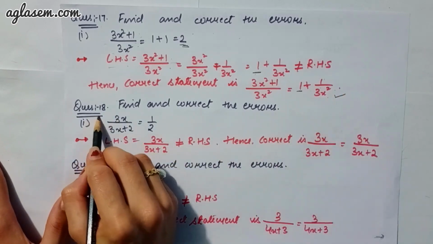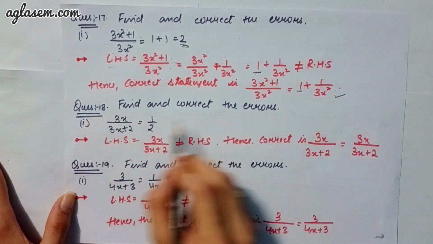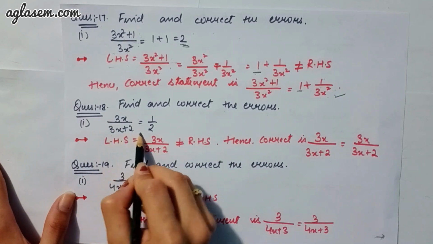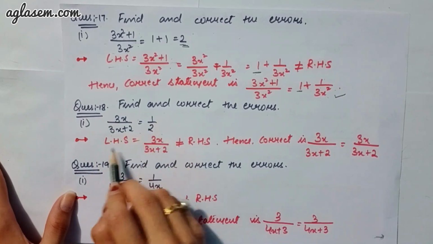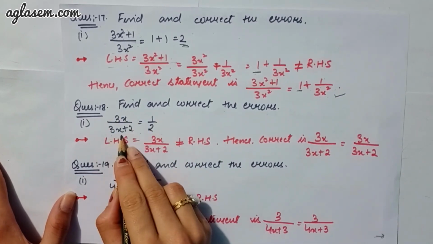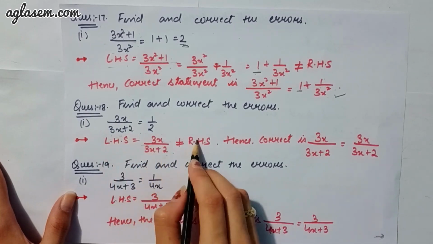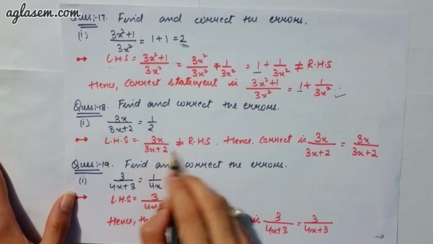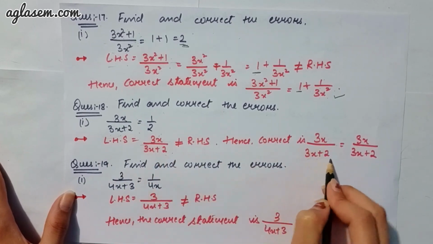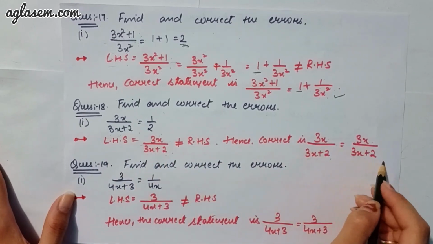Moving to our 18th question, which says find and correct the errors: 3x divided by (3x + 2) equals 1 by 2. Is it so? Again taking this statement, that is LHS, which is 3x divided by (3x + 2), it is not equal to 1 by 2. It equals 3x divided by (3x + 2).